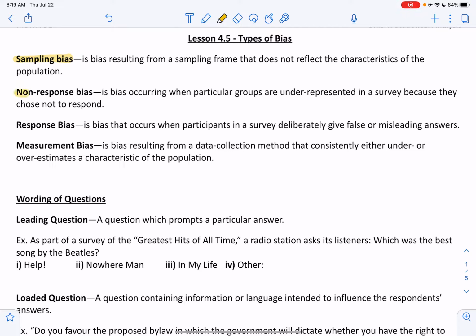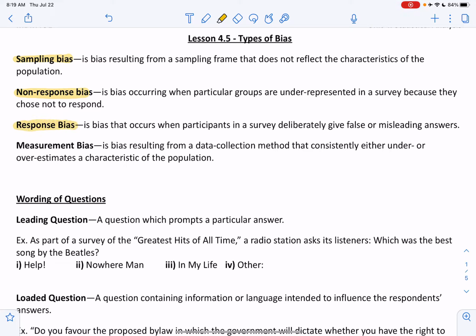Next is non-response bias. This is bias occurring when a particular group is underrepresented or chose not to respond. So this often happens with our voluntary response. So maybe my survey is way too long, so people don't choose to respond. Maybe it's about a topic that not everyone's really passionate about, so the only people who respond are those who have very, very strong feelings about the topic.